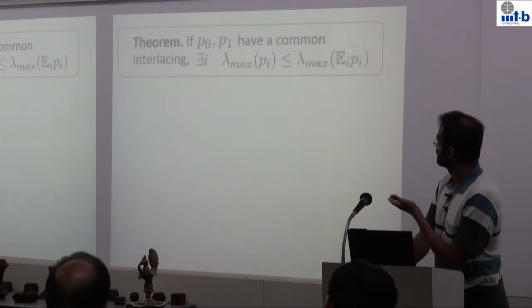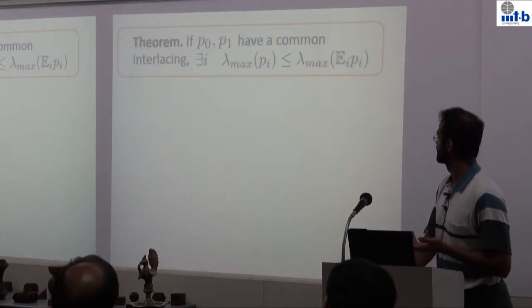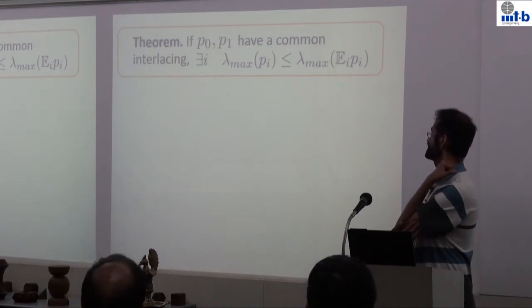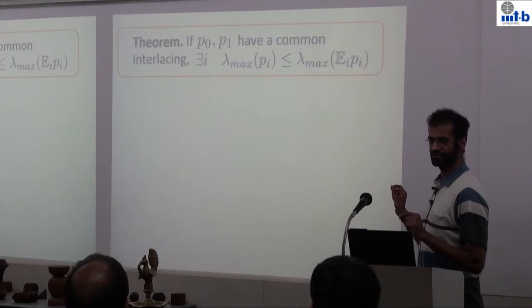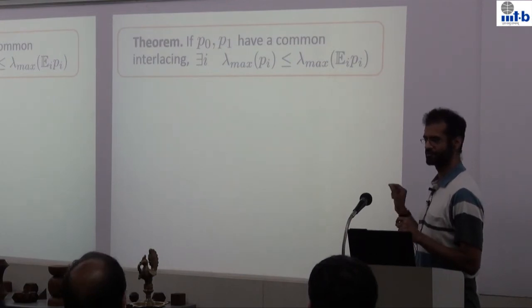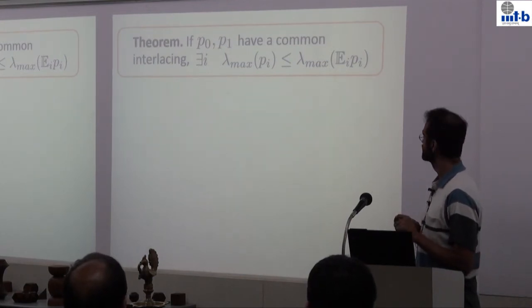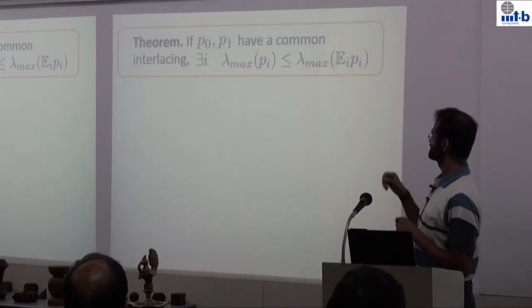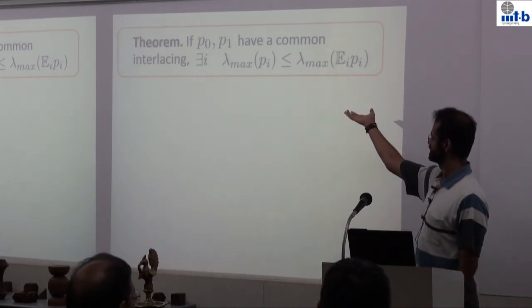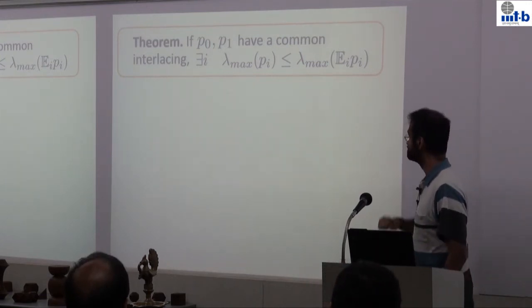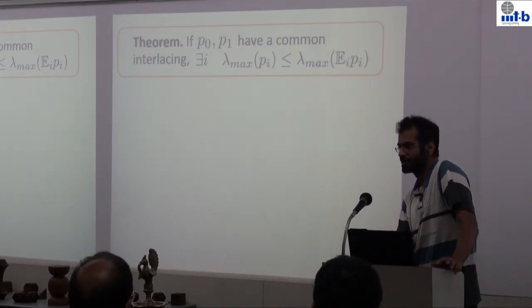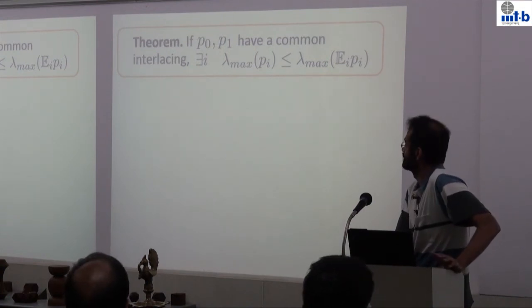And the main theorem that we prove about this is the following. If you have two polynomials p0 and p1 that have a common interlacing, real roots, same degree, and they're monic, that's important, so the first term is just x to the n, then there exists an i such that the largest root of p_i is at most the largest root of the average. And the proof of this is very easy. I'll just show it to you on this slide.